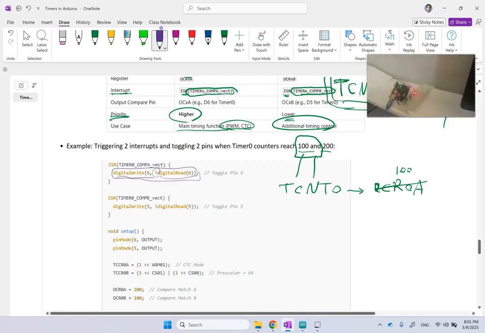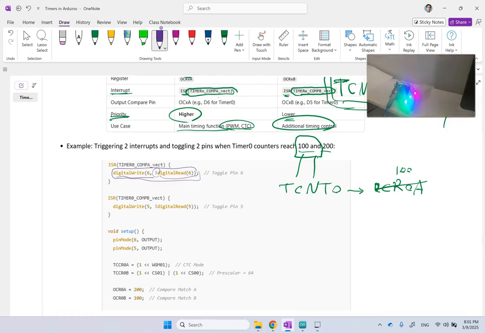Okay, this is amazing. Now for part B, where you want to compare the value to 200, go ahead and use the other interrupt that I have. This is the timer 0 comp B vector. In that, go ahead and toggle pin 5 instead of toggling pin 6. And remember, 5 and 6 are the ones for timer 0.